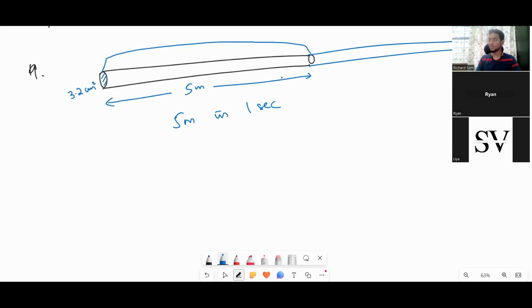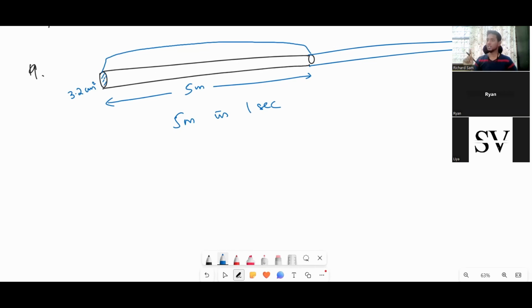Okay. Now, what is the first question? What are they asking? They're asking the volume of the water in this 5 meter long pipe. That's what the first question is. Because that much is the water that's flowing out of the pipe in 1 second. So the first question is to find the volume of the water in this 5 meter long pipe. You understand the question?